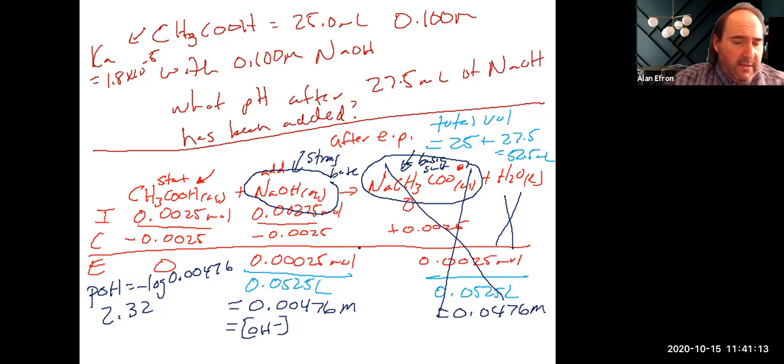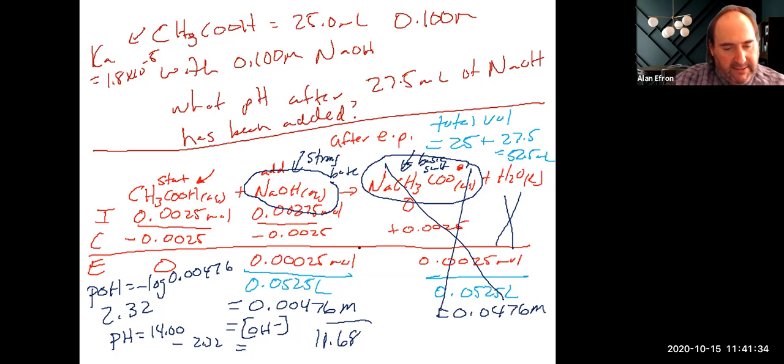So again, these are the things you want to think about as you're going through these problems. Make sure everything makes sense. You're not thinking about things sort of incorrectly. That means we do need to subtract 14 there from that number. And if we subtract 14 from our 2.32, looks like we end up with a pH of 11.68, which is basic.